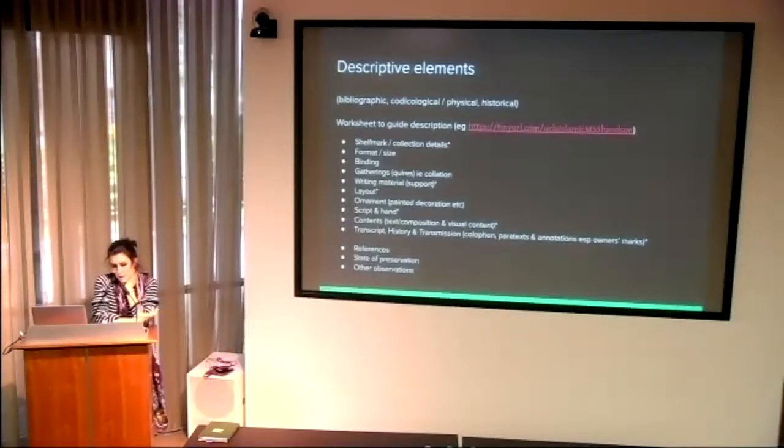Gatherings or quires, the collation, again, this is not necessarily essential, but if you want to be comprehensive, if you want to be providing the greatest accessibility, so you're cataloging for a collection, then yes, you want to provide this. And otherwise, you'll go with what you can. A folio count, maybe a general assessment of what you tend to see in terms of the types of gatherings, and otherwise, leave it at that.